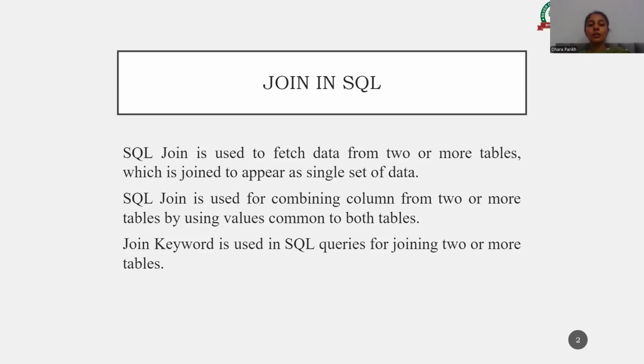So in the first line of the SQL join, we have to say that when we have to get data from two tables, at that time we can use the keyword JOIN. We join the two tables and get the data by some conditions. So at that time we have to use that join.